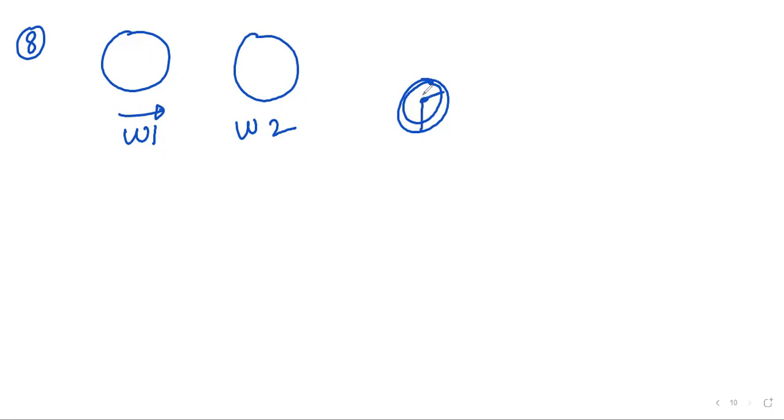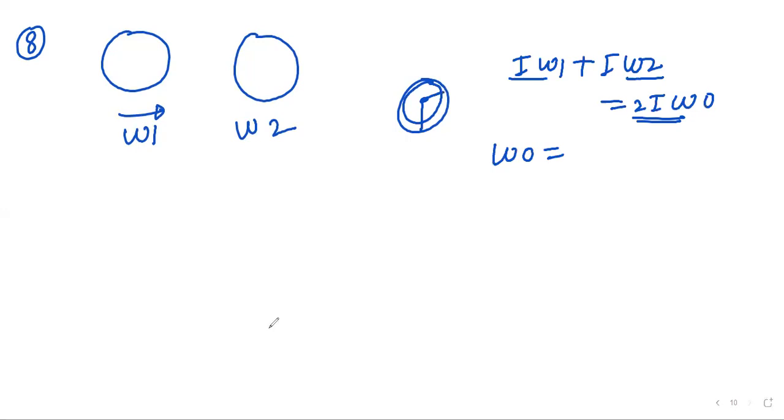So the expression for loss of energy you have to find. As we know, by conservation of angular momentum, Iω1 plus Iω2 is equal to 2Iω0. So this will be the summation, final, right? Initially they are separately moving. So you will get ω0, since the moment of inertia of the discs is the same, as ω1 plus ω2 upon 2, right? And we know the initial kinetic energy.